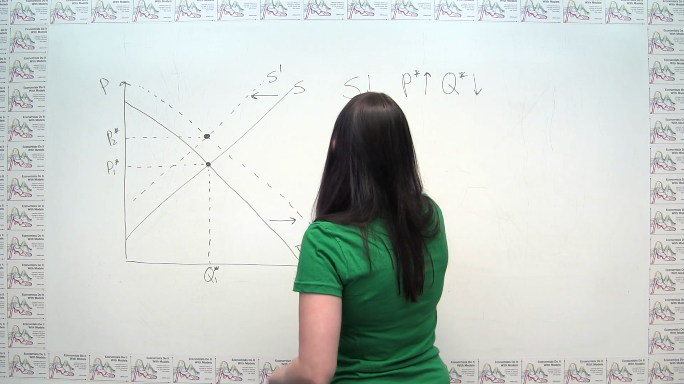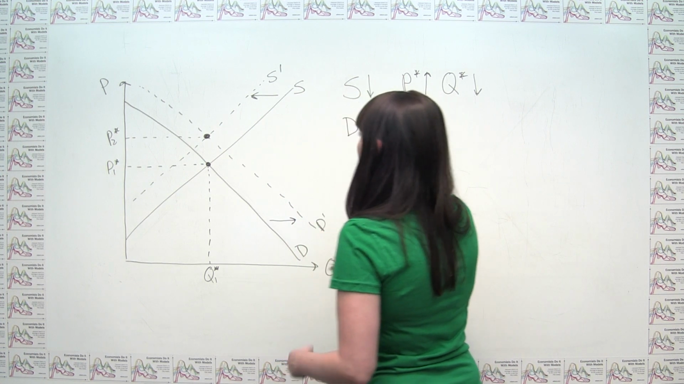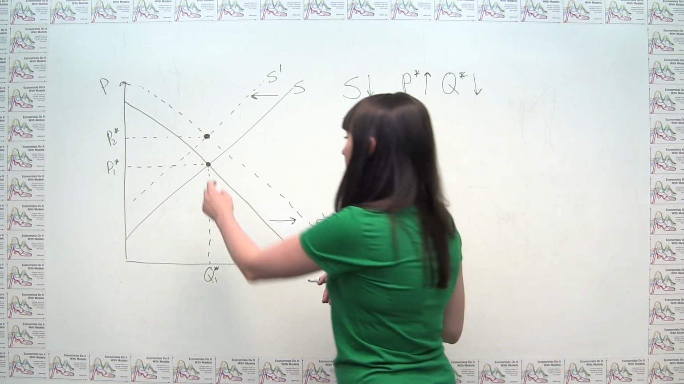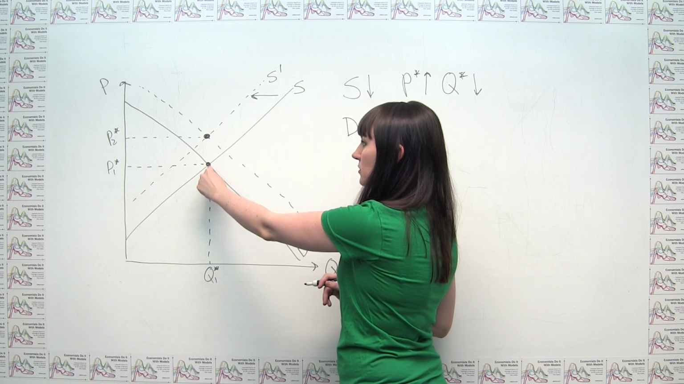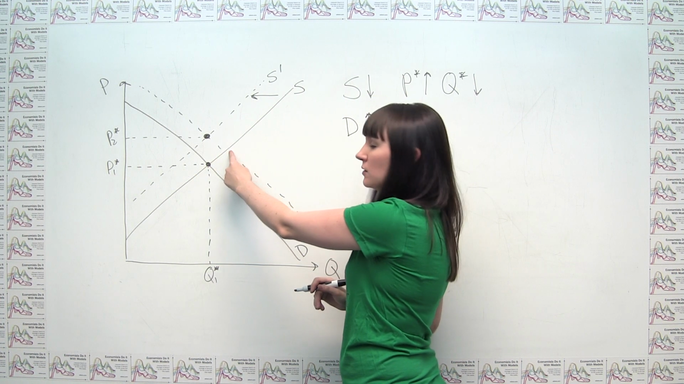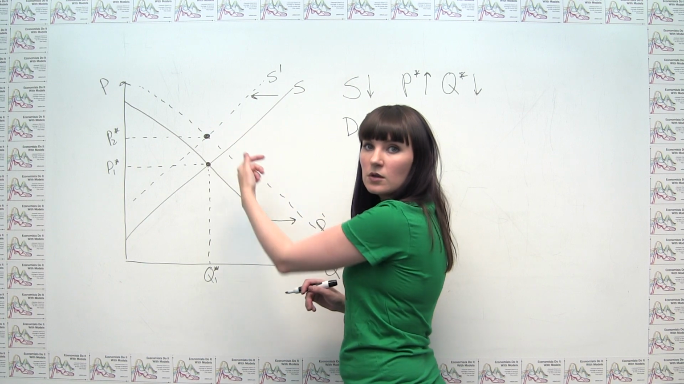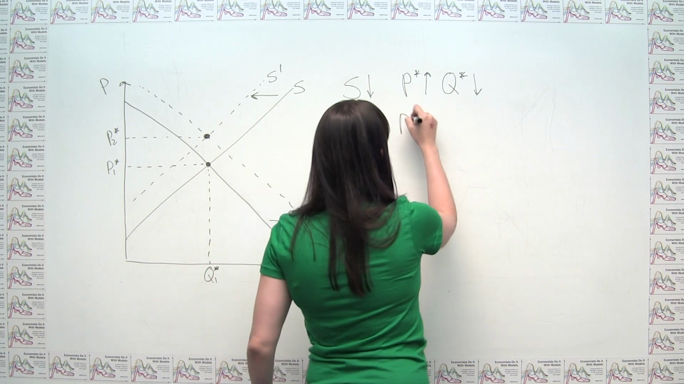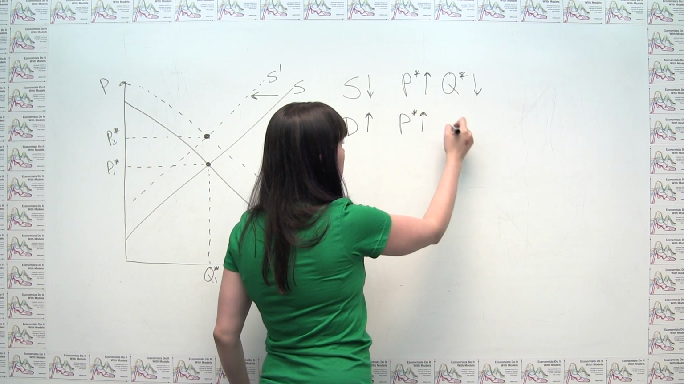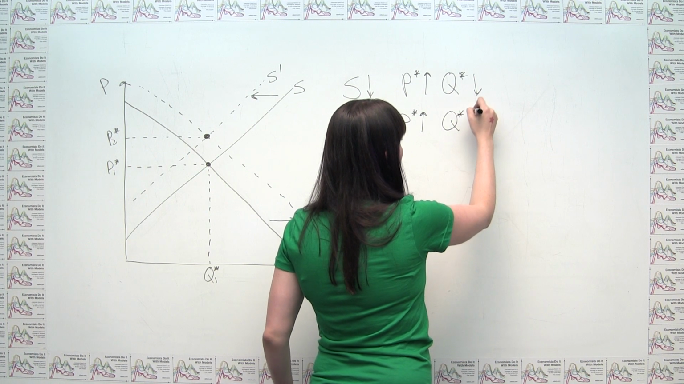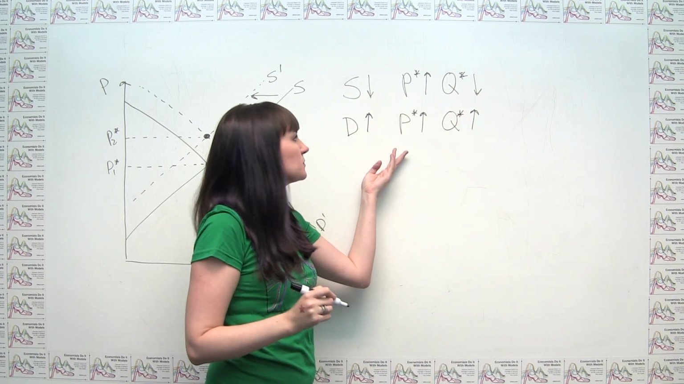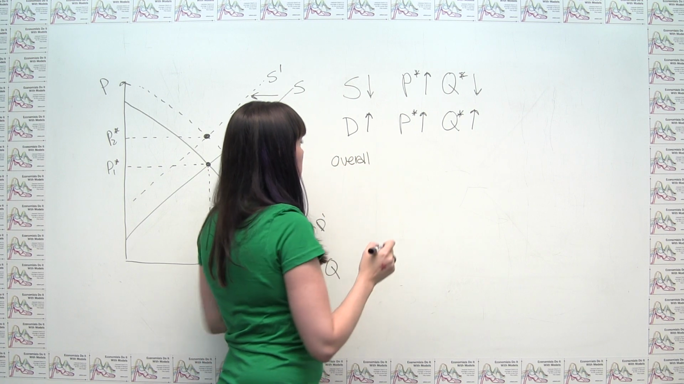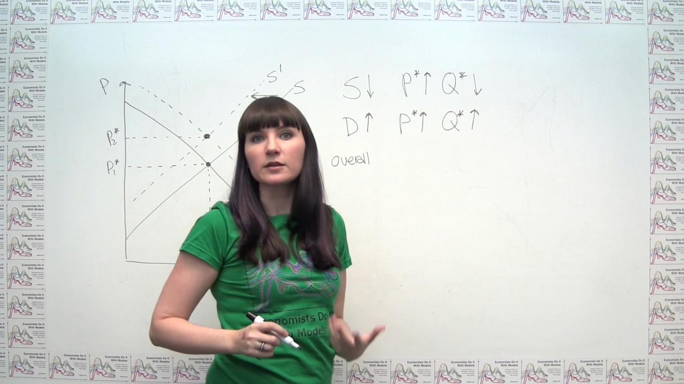If we were to think about what would happen if we only had the demand increase, we'd go from this original equilibrium to this point here. So we'd be going up and to the right. So the effect of the demand increase by itself is to raise equilibrium prices and also to raise equilibrium quantities. So we can think about what the overall effect is by just putting these two things together.